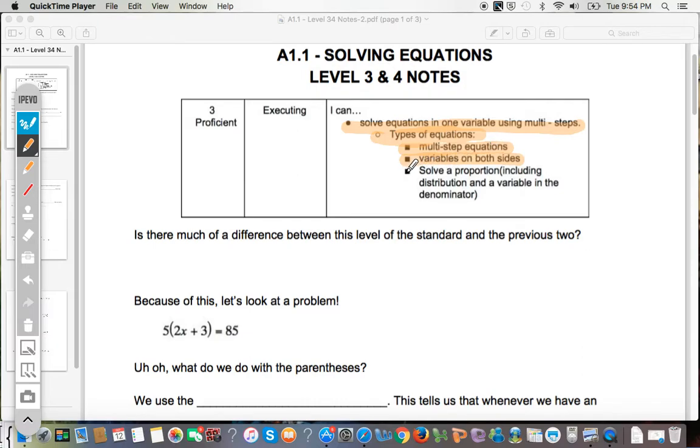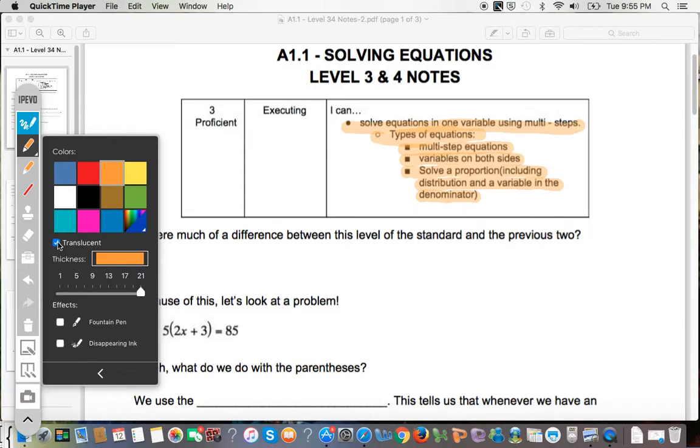You'll also be able to solve a proportion. Are you supposed to know what a proportion is at this point? No, well, you've probably heard of it before. But proportions actually have their own standard that we will go over later. It is actually A1.3, which is after A1.2, which is inequalities.